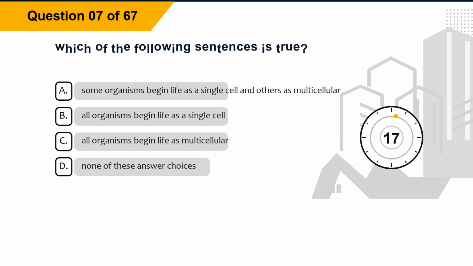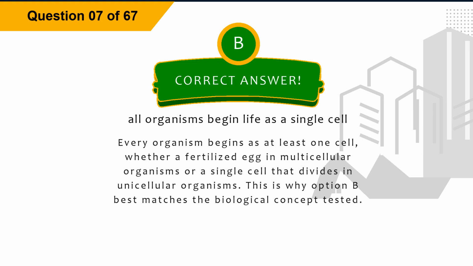Question 7. Which of the following sentences is true? Option A, some organisms begin life as a single cell and others as multicellular. Option B, all organisms begin life as a single cell. Option C, all organisms begin life as multicellular. Option D, none of these answer choices. The correct answer is option B, all organisms begin life as a single cell.